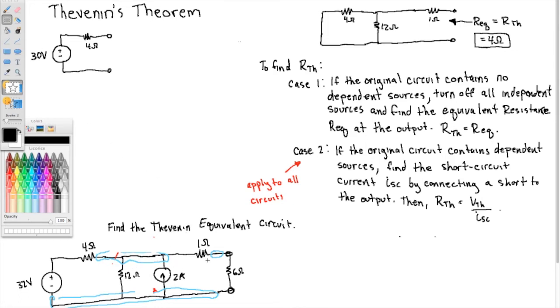Well, I could use nodal analysis or mesh analysis. Let's use nodal analysis. It's been a while since we've used nodal analysis. So let's call this node up top Vx, and we'll call this on the bottom to be ground. And if that's ground, then this is 32 volts up here. 32 volts. So we're looking for Vx, and the 1 and the 6 ohms are in series, so that equivalently makes 7.